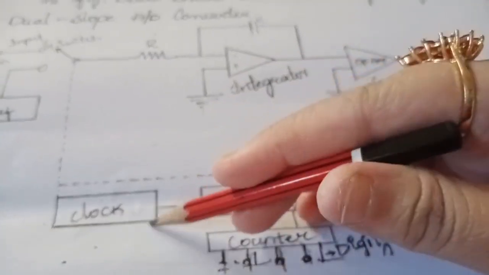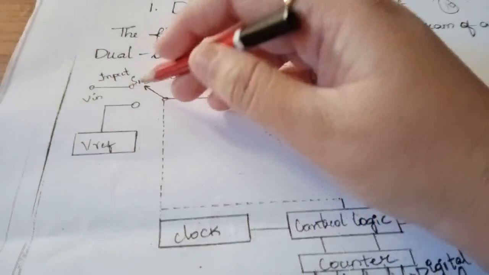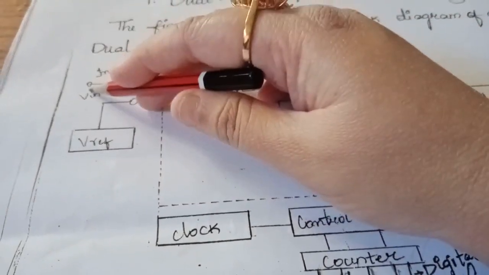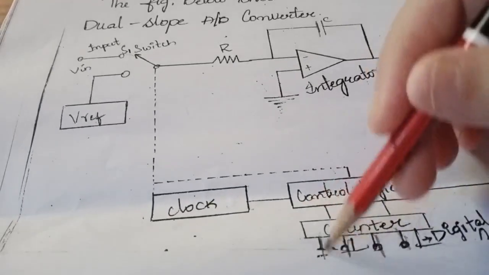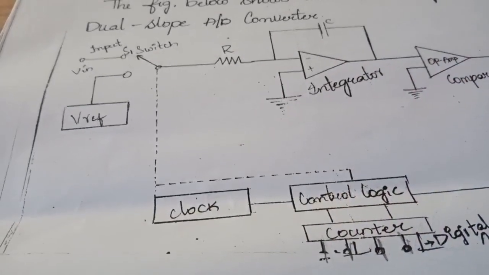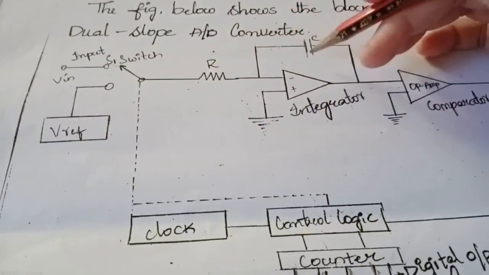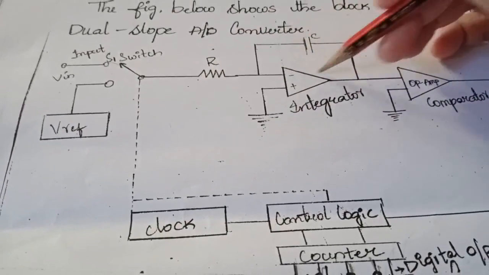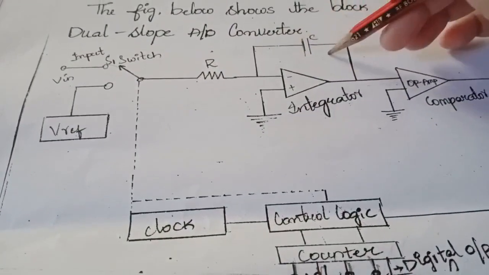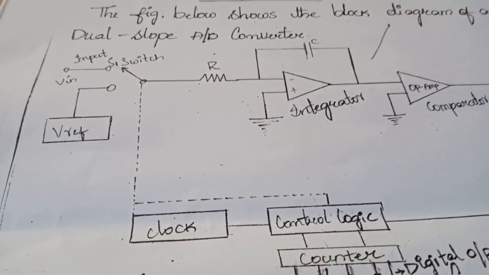Okay, control logic will do what? One more time I will explain. First, the switch is connected to the VIN input. VIN means variable input. What will be happening to the counter? The counter is fixed. It will not be variable. Keep that in your mind. And here this input will pass to the integrator. In the integrator, the capacitor will start charging till the full point. It will charge till here.